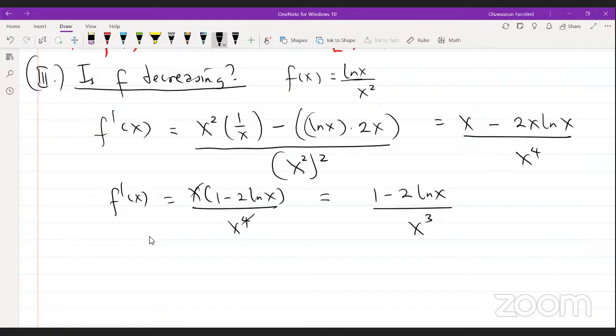Remember that if f is decreasing, then I expect this quantity to be less than 0. So what do I need to do? That's where the work lies. Take a look at how we do this. Look at the bottom. x cubed is in the given interval. What is our interval? Remember, it's 2 to infinity. In that interval, x cubed is greater than 0.